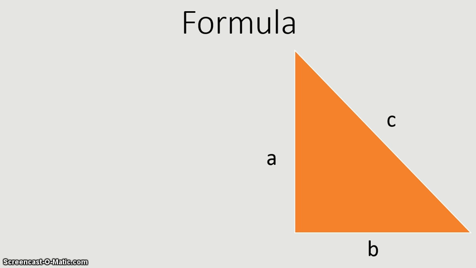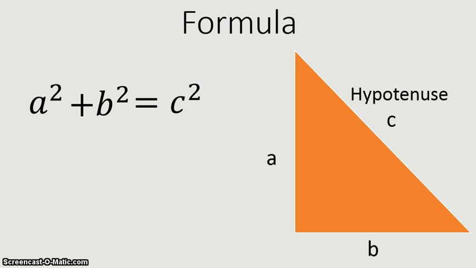The formula that is used in the Pythagorean theorem is a squared plus b squared equals c squared. In this image, C is the hypotenuse and A and B are the legs.